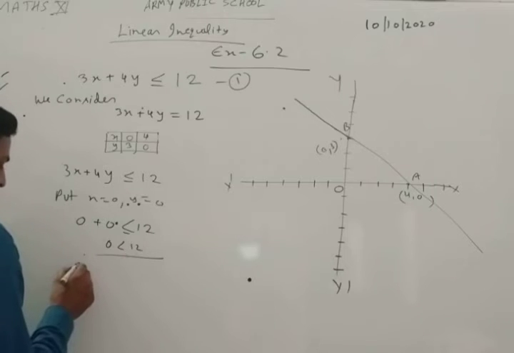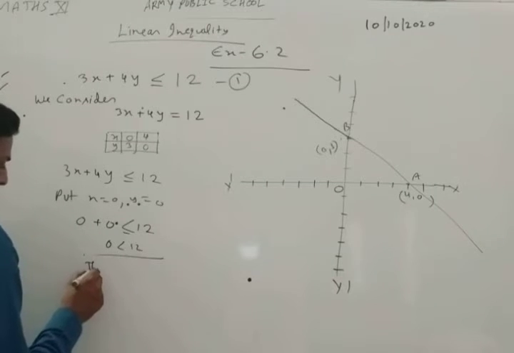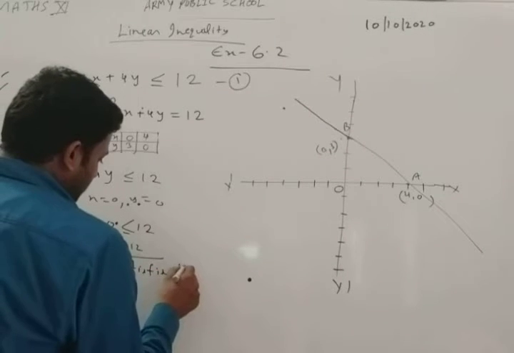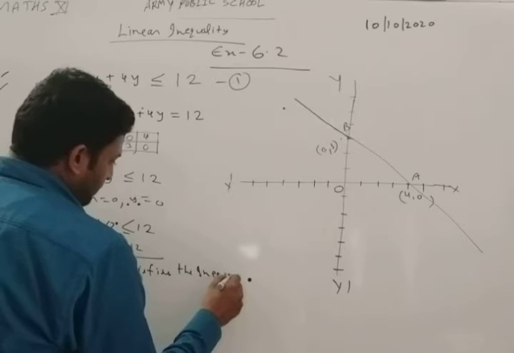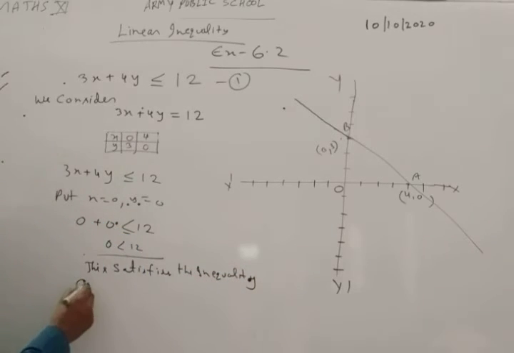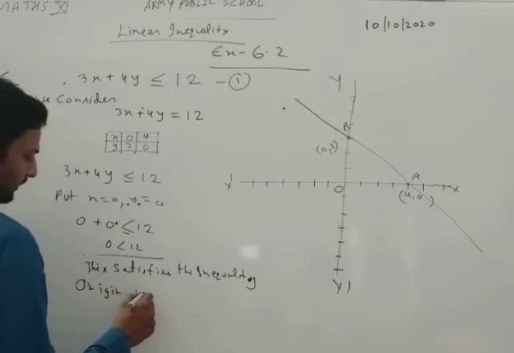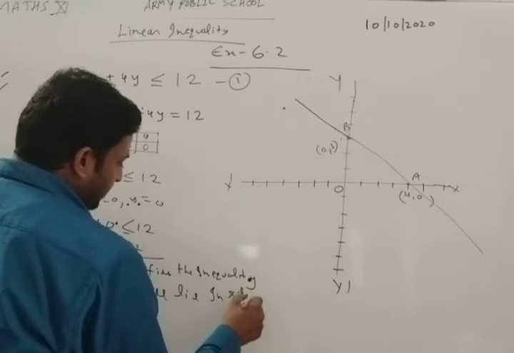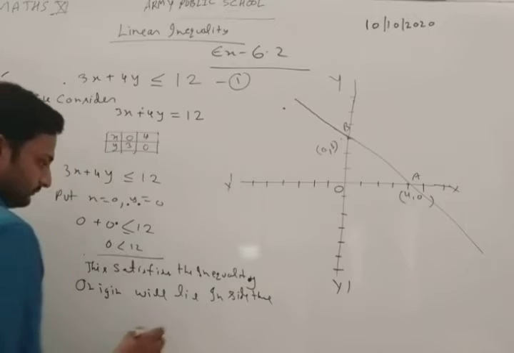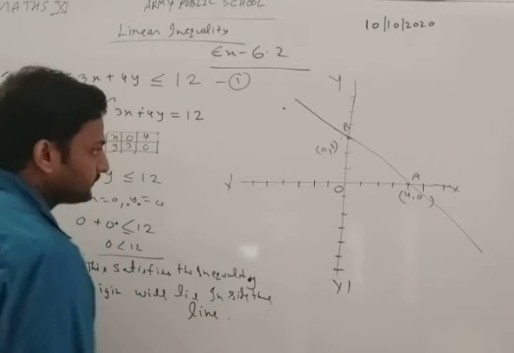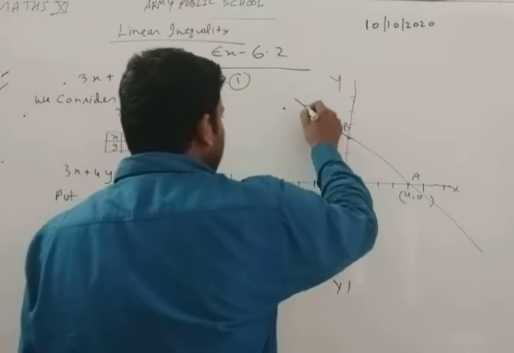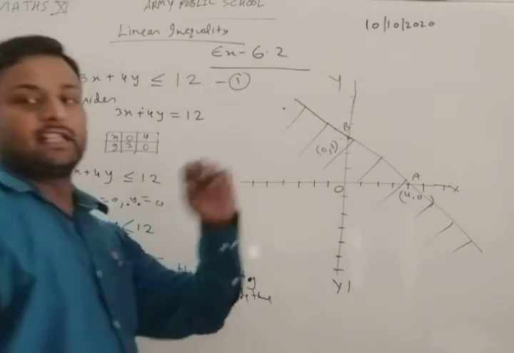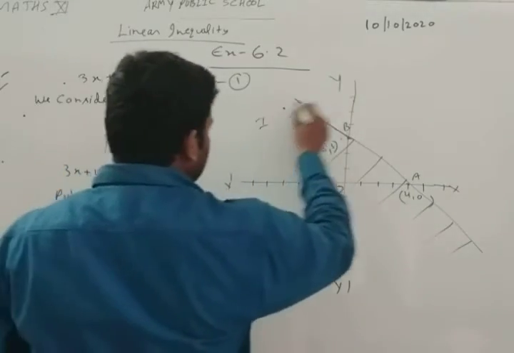So we can write that this satisfies the inequality. So the origin will lie inside the line, that is inside this. So the shaded region: this is the first region and this is the second region.